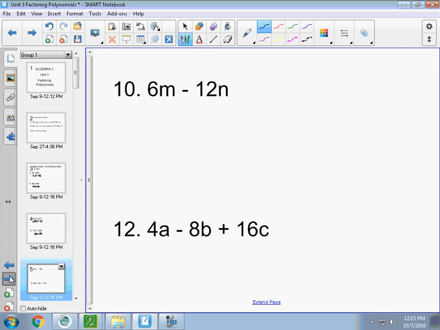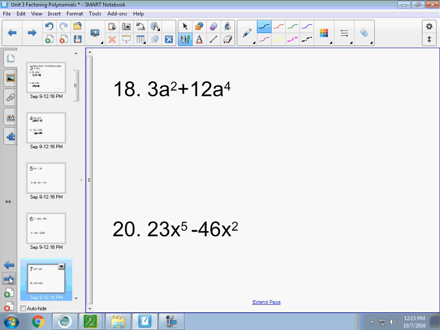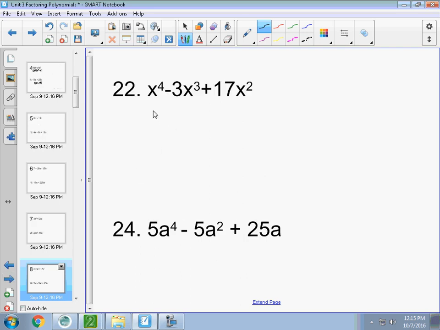I'm going to skip ahead to some of the other problems. Of number 22, I could factor out an x squared, leaving me with x squared minus 3x plus 17. On number 24, I could factor out a 5a squared, and that's going to leave me with a squared minus 1 plus, I can't factor out an a squared, I can only factor out an a, so it's going to leave me with a to the third minus 1a plus 25.